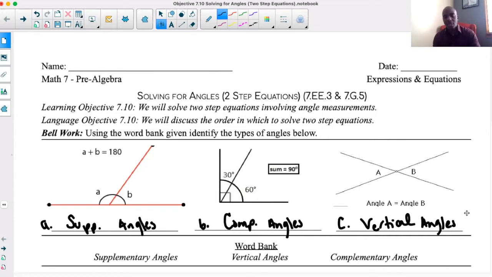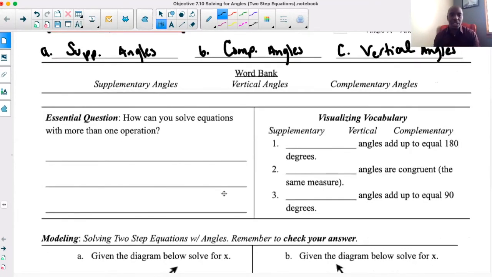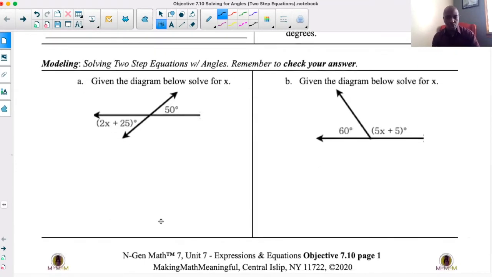Let's dive in. Let's look at the modeling so we can get some practice on what we're doing today. There is a vocabulary section here that will remind you of what supplementary, vertical, and complementary are. But let's look at the modeling. I'm going to do two problems for you here. Notice that A is giving me a set of angles, and B is giving me a set of angles, where I am missing a pair from above. I'm missing complementary angles, which means that there are no right angles here.